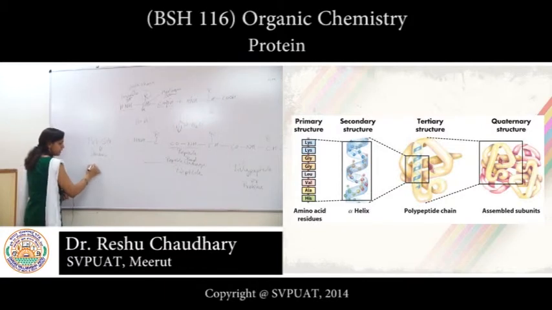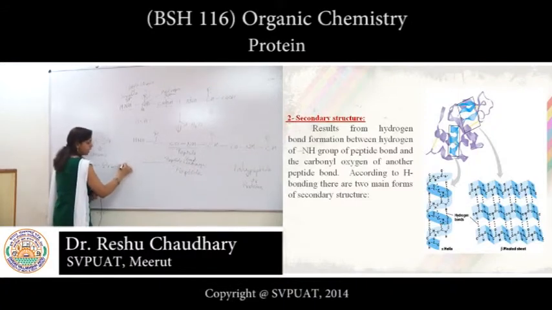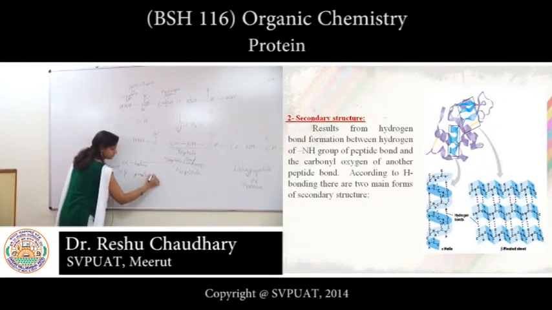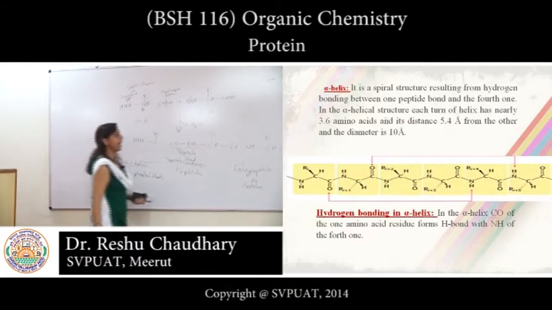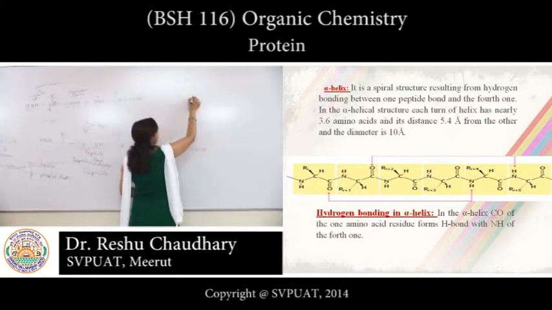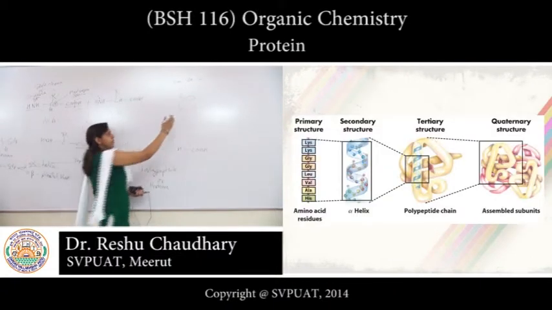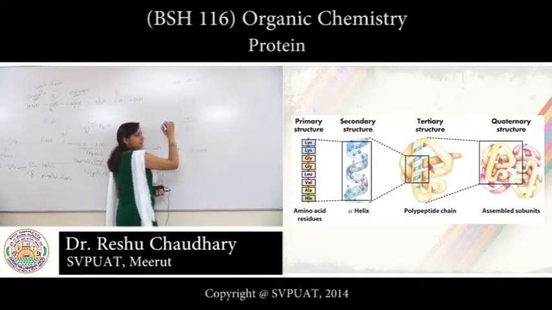Next, when we come to the secondary structure, it can be defined by two types of structure. One is alpha helix and the second one is beta pleated sheets. In alpha helix, there is a helical structure between the amino acid molecules and hydrogen bonding by which the helix is formed. There is hydrogen bonding between two molecules. This one amino acid and this one amino acid, there is a hydrogen bond.